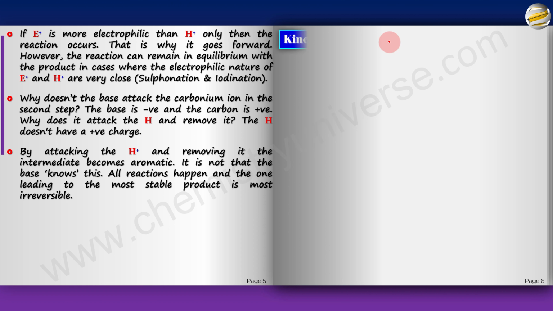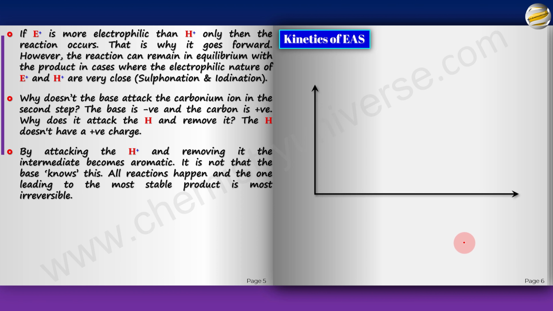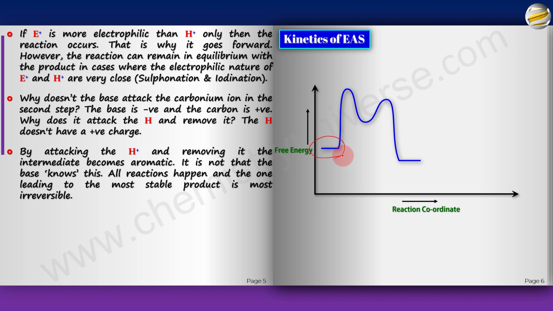So let's finally look at the kinetics of EAS. Well, this is the way it shows. This is the reaction coordinate and this is the free energy. And it goes like this. Okay, now let's understand what this is. The first one on this part is obviously the reactant. What is the reactant? The reactant is benzene and E plus.